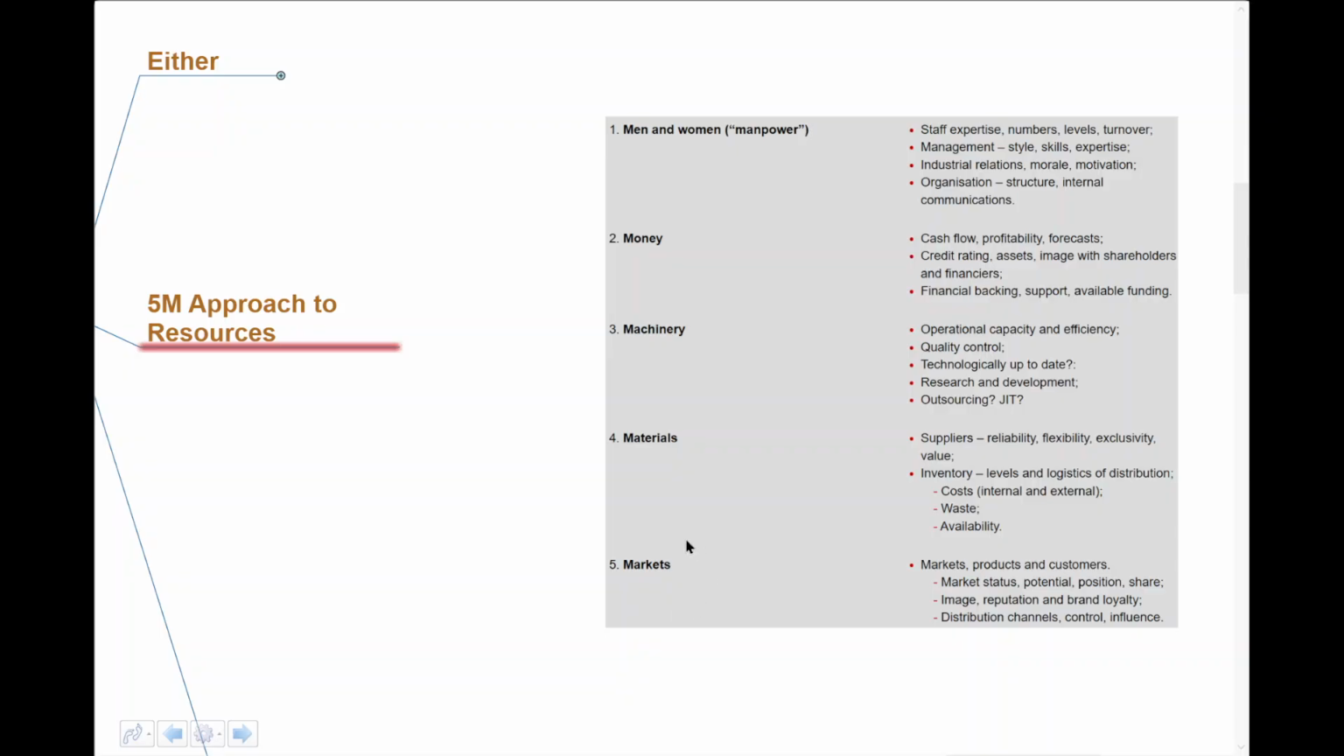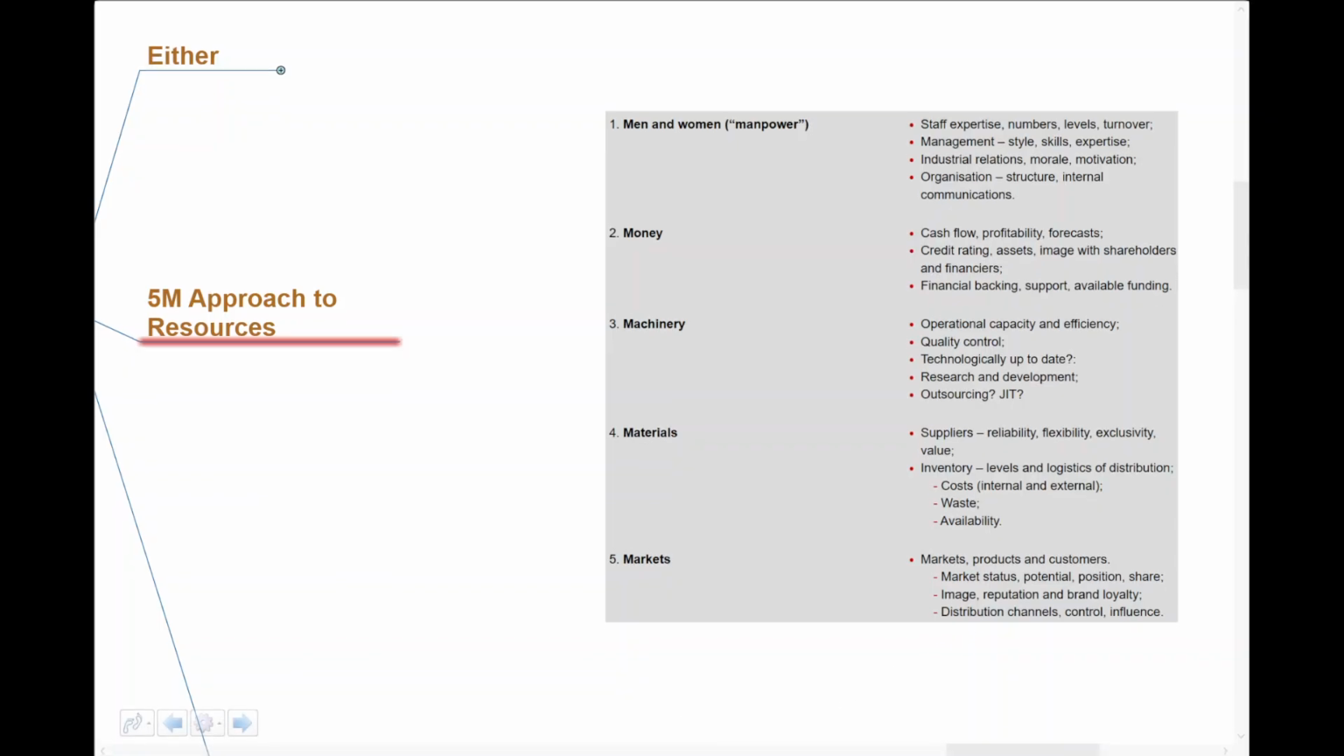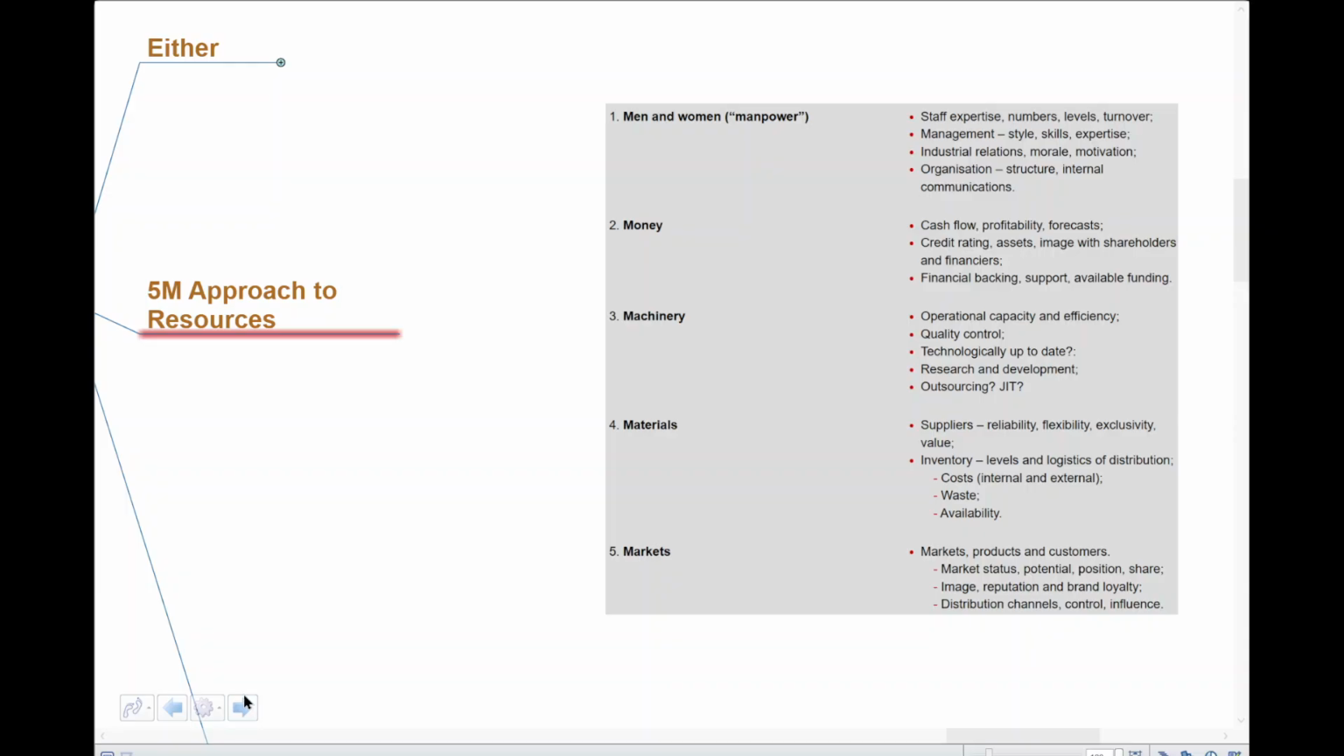Last area of the M's is markets. So what is our market? Who are our customers, and what is it that we actually produce? Let's understand all aspects of the market, our position, our share, indeed the image, or the affiliation to our brand, and then, linked into materials above, certainly the channels through which we distribute and how we control them along the supply chain. So there's one approach, just one, to looking at the area of resources.